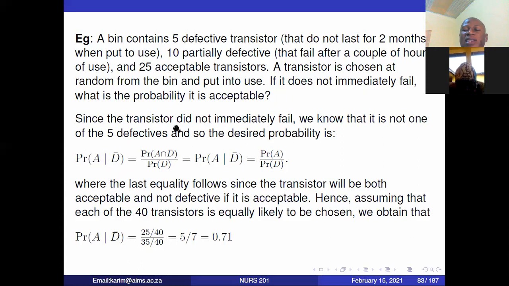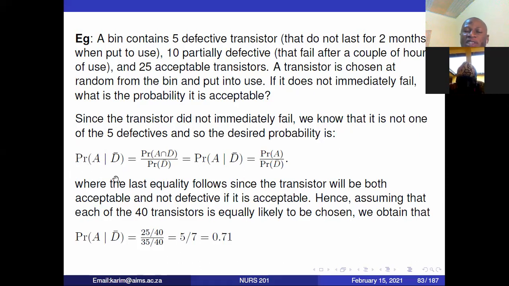So since the transistor did not immediately fail, we know that it is not one of the 5 defective. So if it did not immediately fail, it is not defective. So the conditional probability we are interested in is here. If the transistor does not fail immediately, that means it is not defective. So we say D bar, it is not defective.